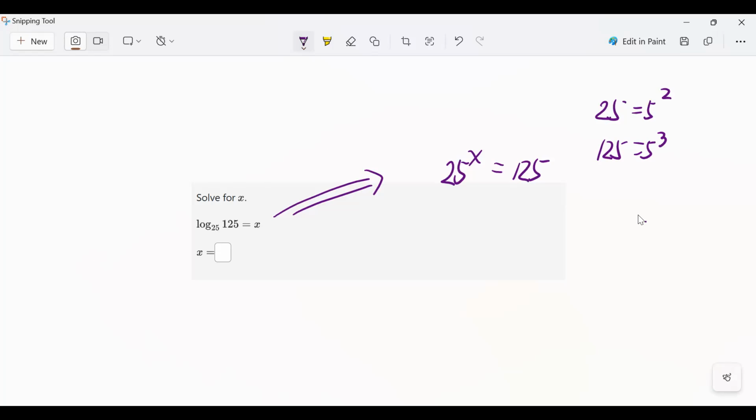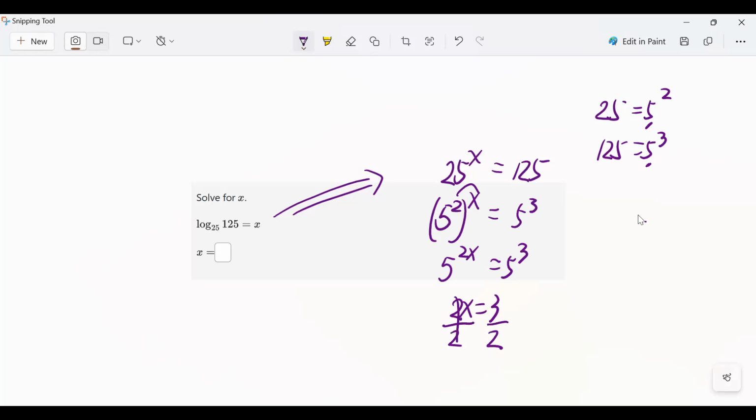not the same base. So we always try to get the same base. And 5 is a common one among them. So that's why we're gonna turn them into 5 squared and 5 cubed, and then 5 to the 2x equal 5 to the third. So 2x equal 3. Now divide both sides of the equation by 2, and x equal 3 over 2.